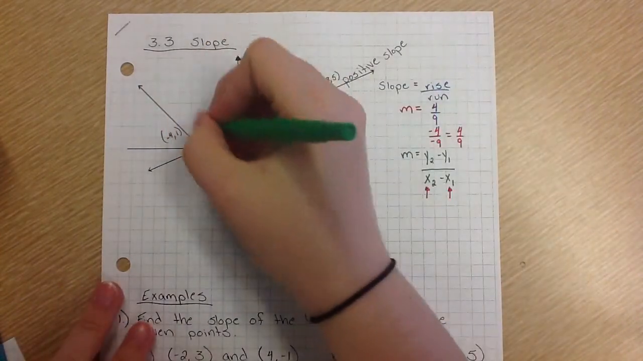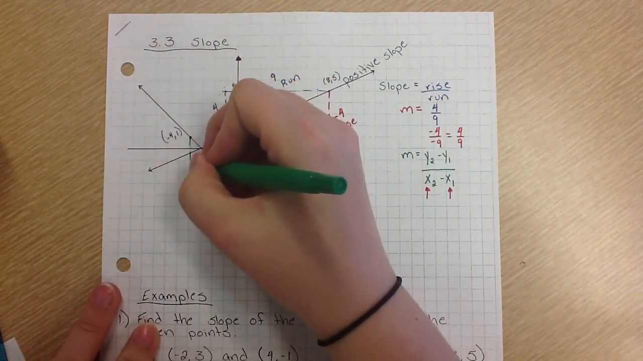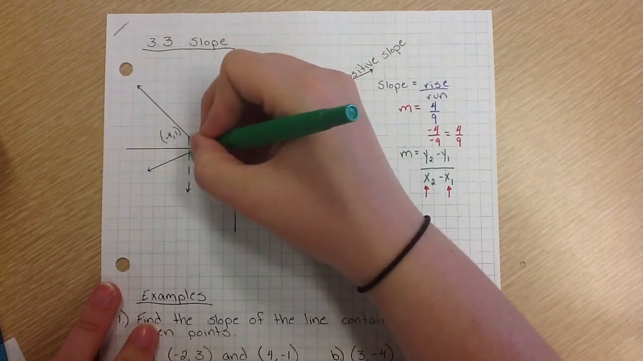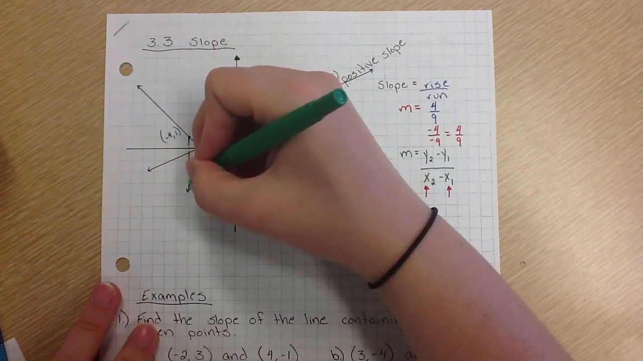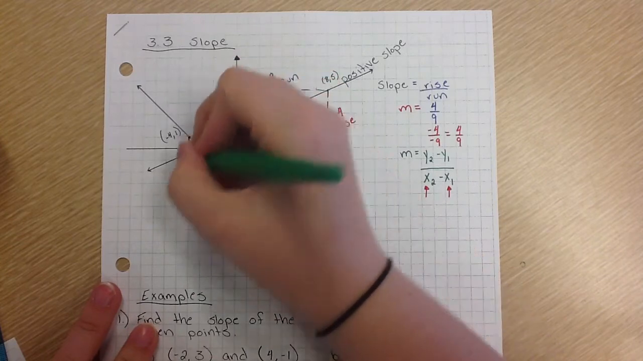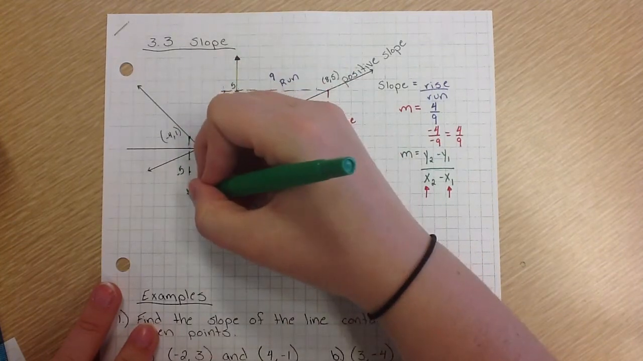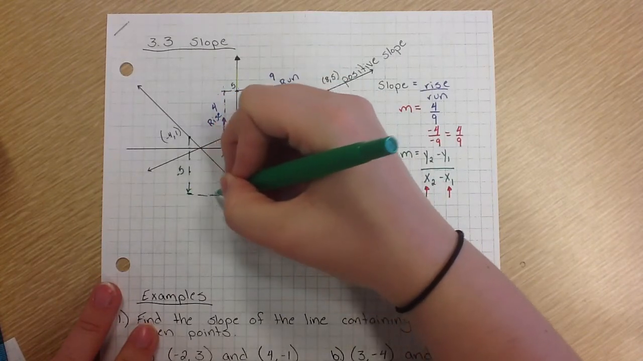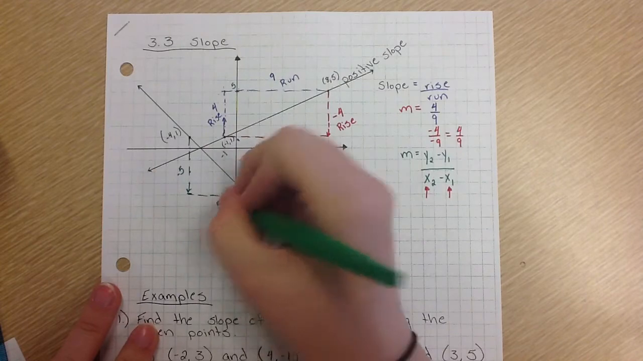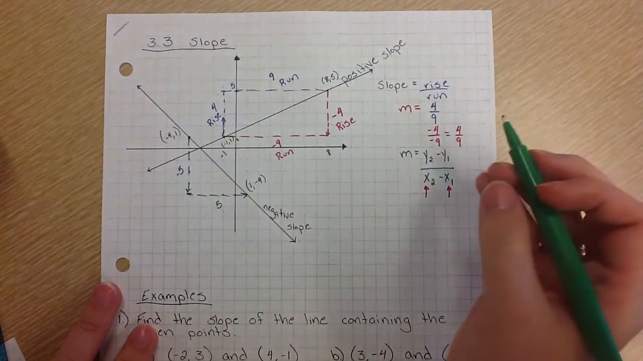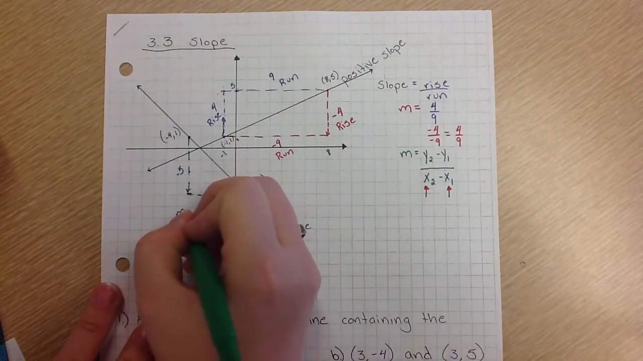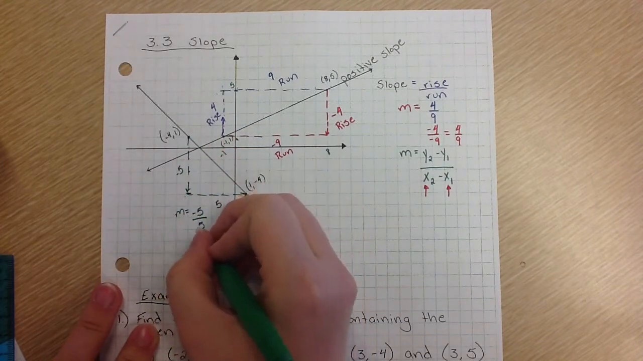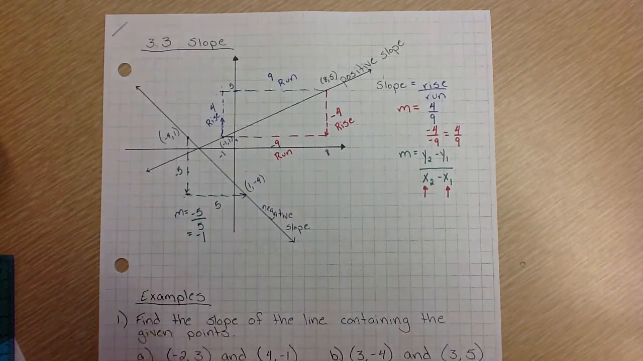Using rise over run, from this point to this point, I go down, so it's going to be negative. I go down 5, and over 5. So down 5 over 5. My slope in this case would be my rise, negative 5, over my run of 5. So my slope would be negative 1.